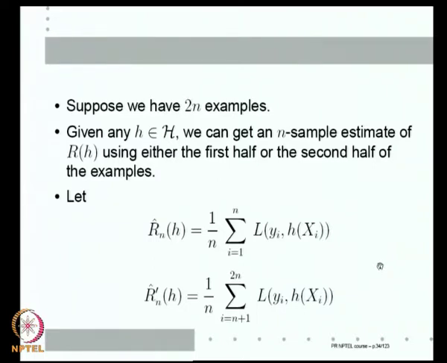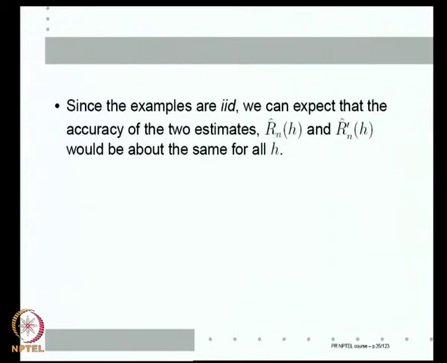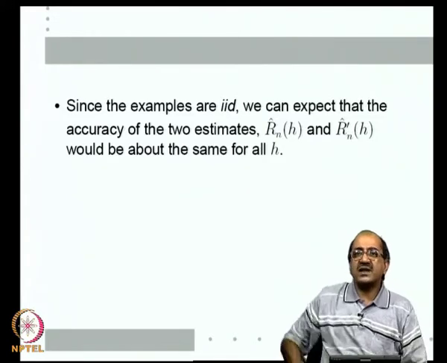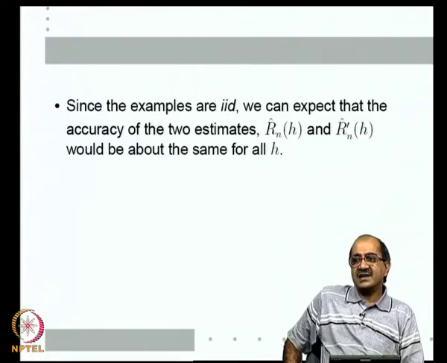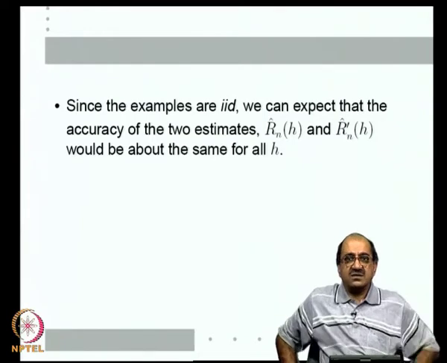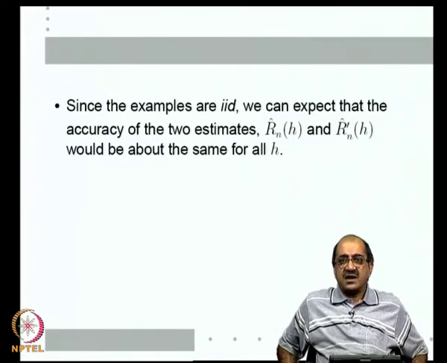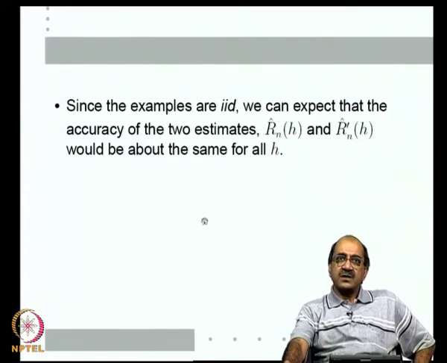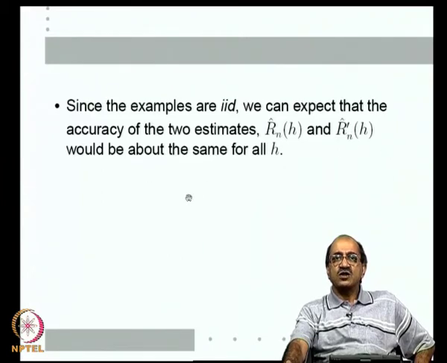Now, the basic idea of the symmetrization argument is the following. Since the examples are IID, we expect the accuracy of the 2 estimates to be about the same, because both are obtained through n IID examples. It is like saying I toss the coin 10 times and find the estimate of heads using 10 samples. I toss it again 10 times and find another estimate. We do not really expect the accuracy of the estimates to be vastly different, because both of them are obtained based on 10 tosses. So, when the examples are IID, we can expect the accuracy of the 2 estimates, r hat n(h) and r hat prime n(h), to be about the same.